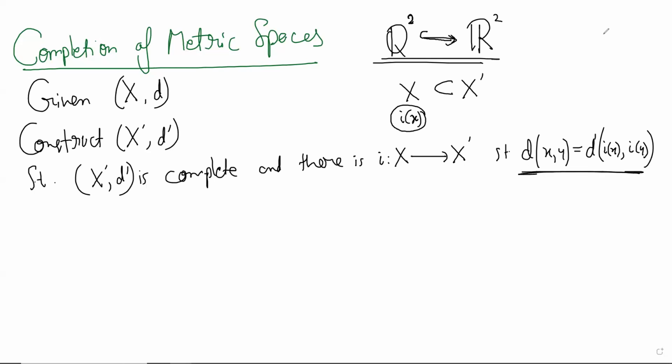That is, Ix and Iy live inside X prime. They don't live inside X, but they behave exactly like x and y would behave in capital X. So Ix and Iy behave completely the same way in X prime as x and y would behave in capital X. So there is no distinction if you want to just think about them as metric spaces. That's what that property is saying.